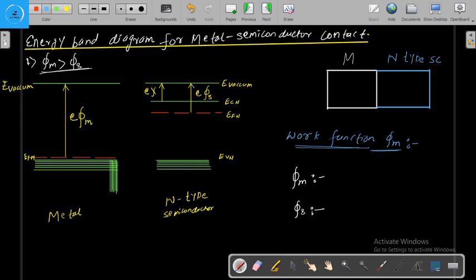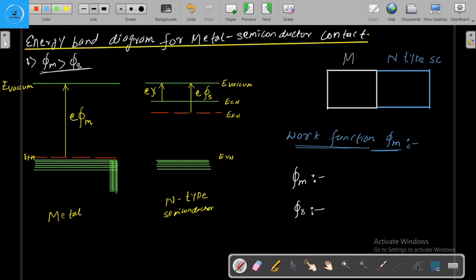So we have seen the work function. Now we have three cases. In the first case, we assume the work function of the metal is greater than that of the semiconductor; in the second case, the work function of the metal is less than the work function of the semiconductor; and in the third case, the work function of the metal is equal to the work function of the semiconductor.